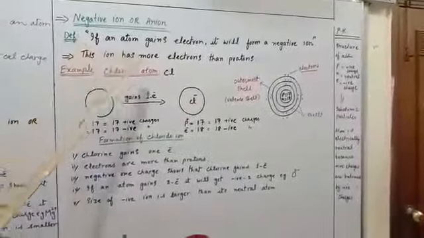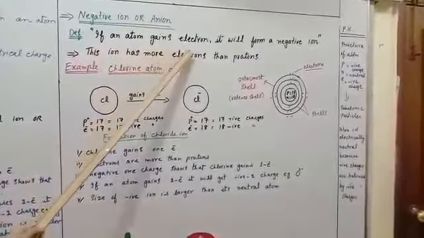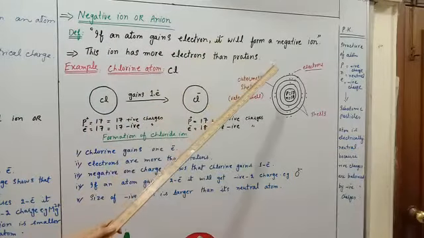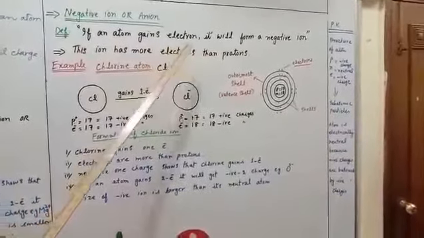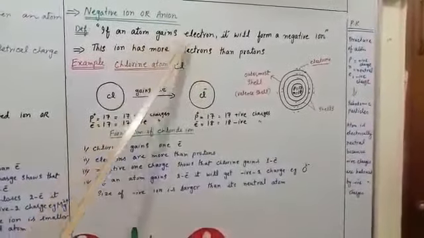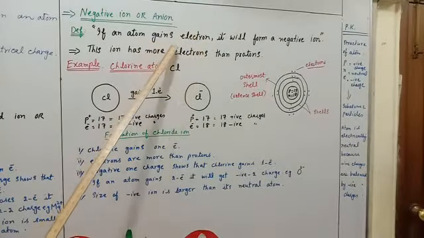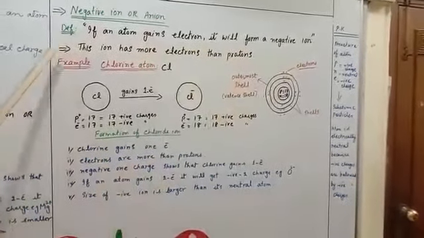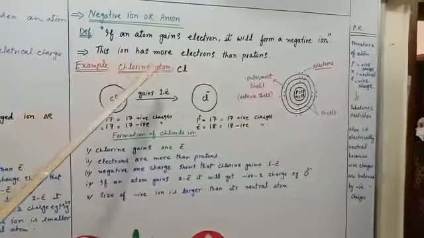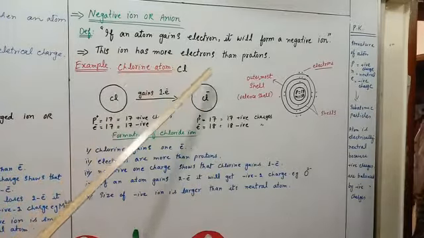Next is the negative ion, or anion. Definition: if an atom gains an electron, in this case the atom is gaining an electron, it will form a negative ion. And you already know that an electron carries negative charge. So when an atom carries negative charge, it forms a negative ion. This ion has more electrons than protons.